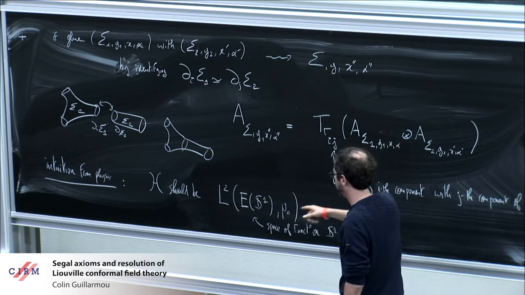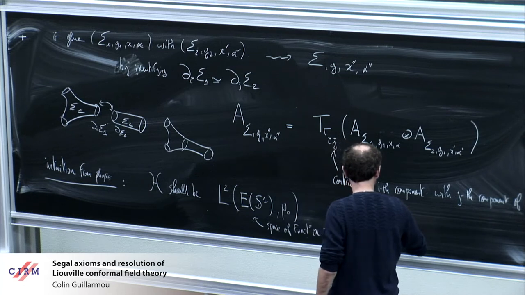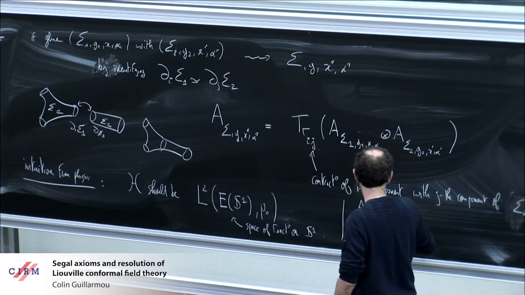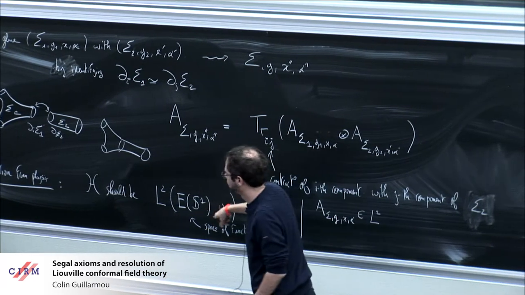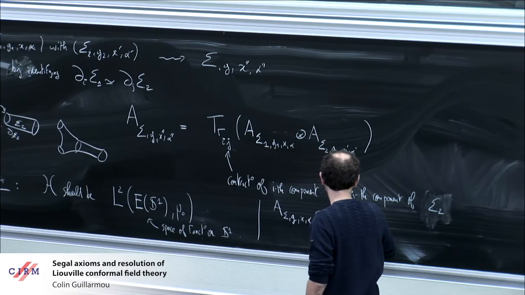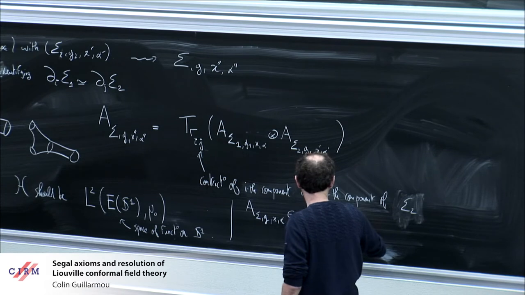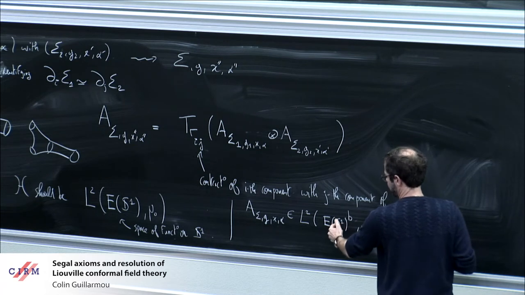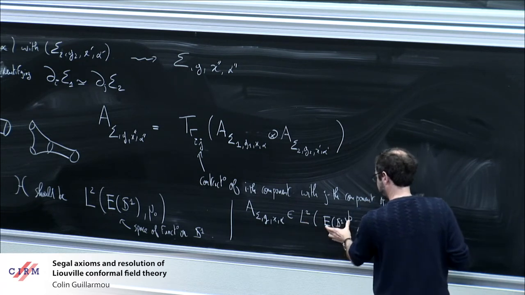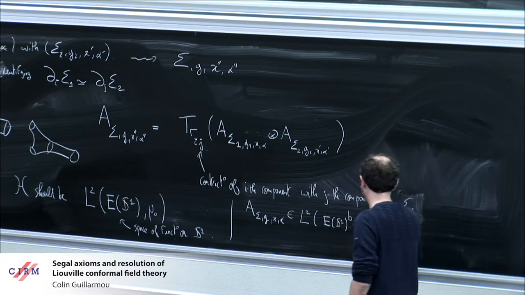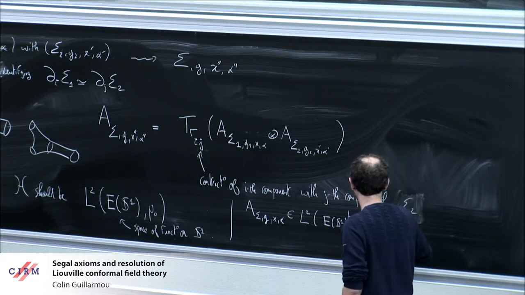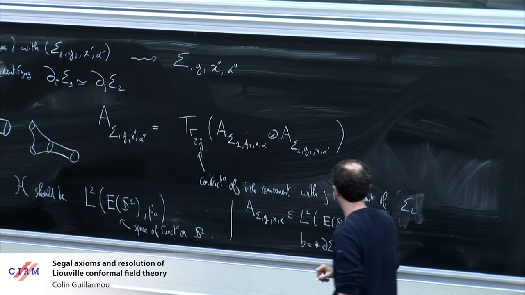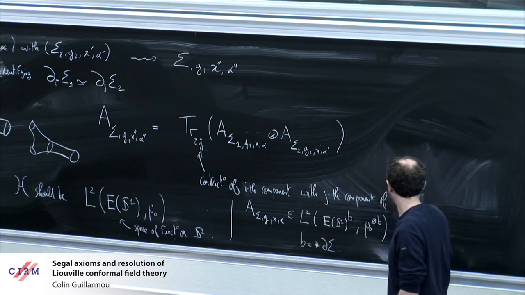Now what should be A, the amplitude, A of sigma, g, x, alpha. It should be an element in the tensor product of these, which you can view as an L2 function on the product of the space of fields on S1 with respect to the product measure, where B is the number of components of sigma.